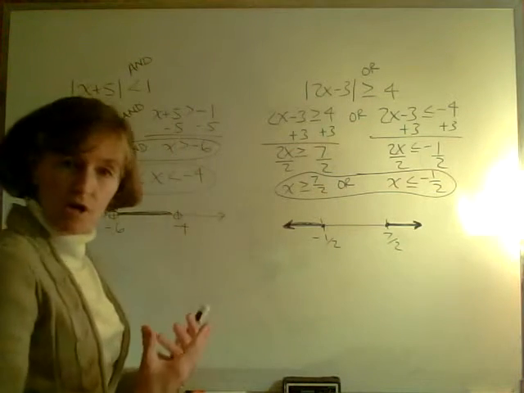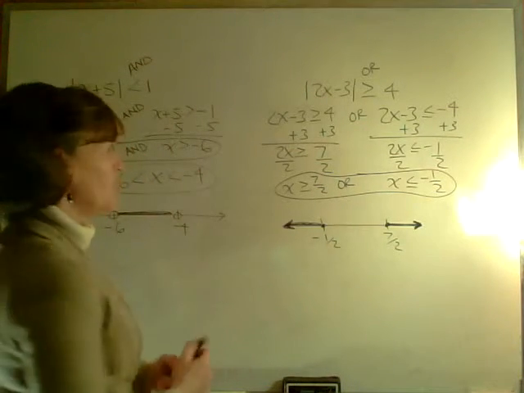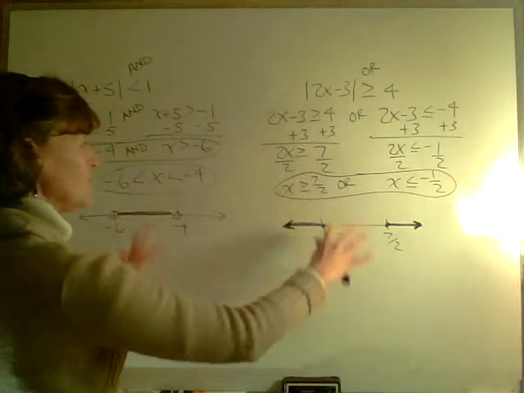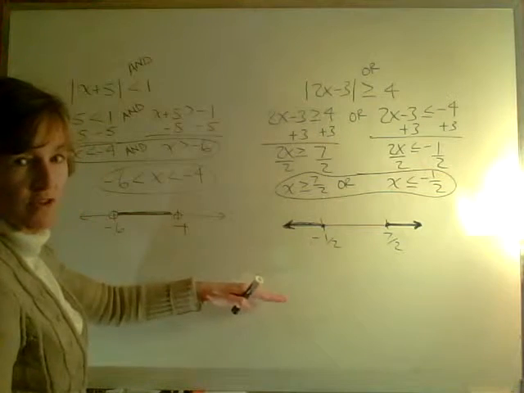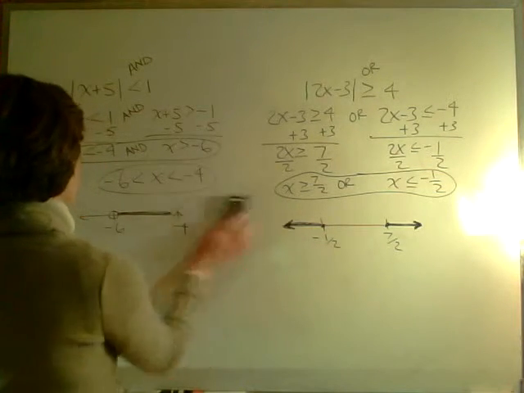Now, let's suppose that we want to go backward. We have the inequalities, we know how to solve them, but let's suppose we've got to write an absolute value statement from a graph.